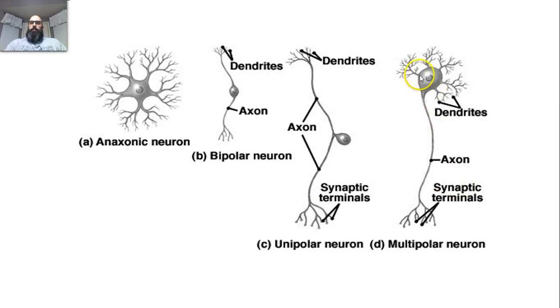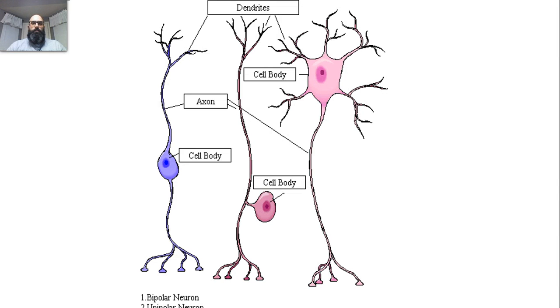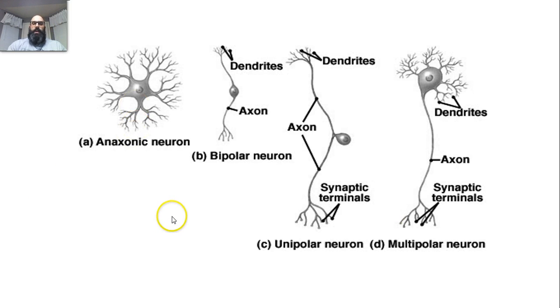And then you have the multipolar, with multiple dendrites surrounding the soma or cell body, which extends on an axon hillock, very long axon, and multiple synaptic terminals. Just another picture here. The one that is missing here is the anaxonic.